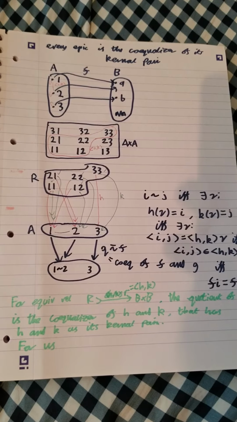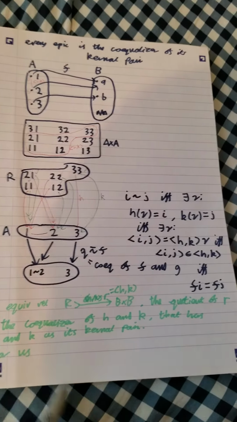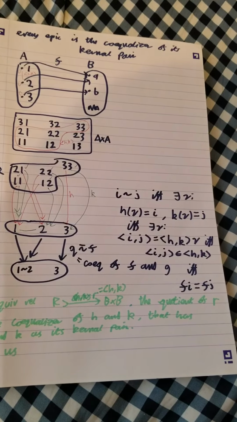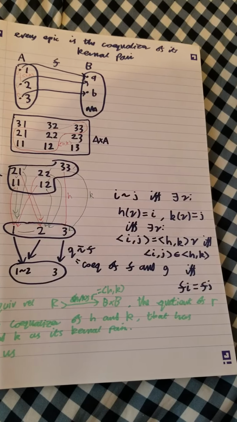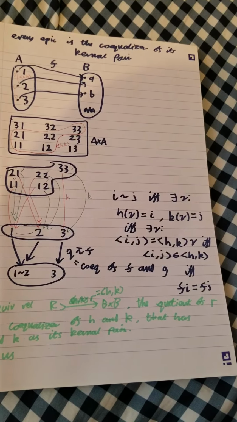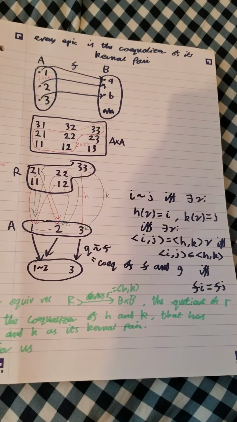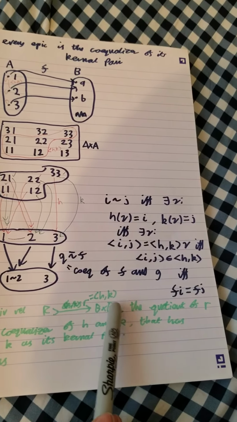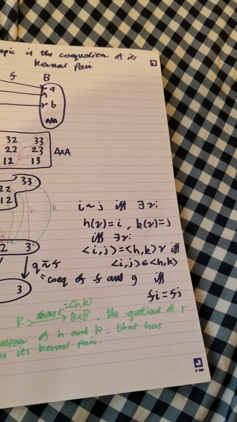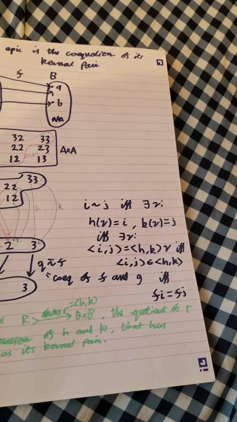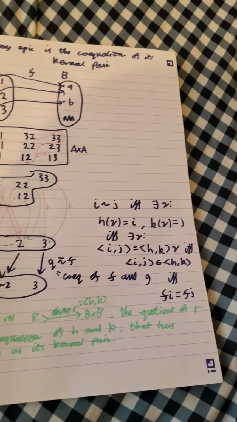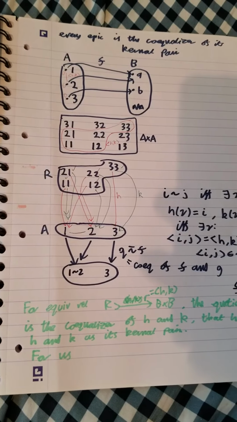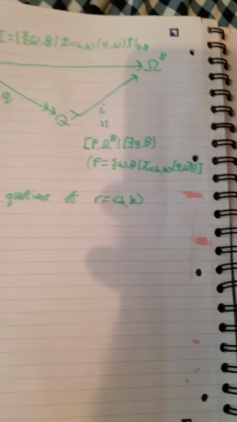The other thing is just briefly about quotients. Okay, so the quotient of a relation R equals h comma k is a co-equalizer of h and k that has h and k as its kernel pair. Okay, so this is for an equivalence relation R equals h comma k. So how do we construct a quotient? Well, we have quotients in toposes, and here's the basic idea.